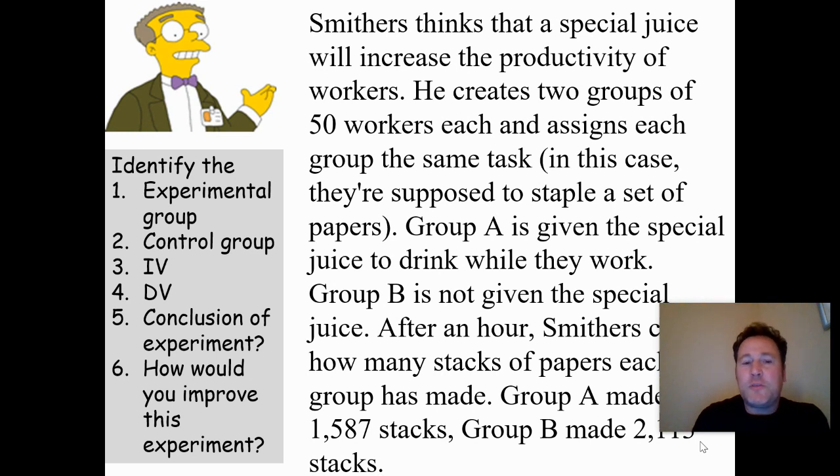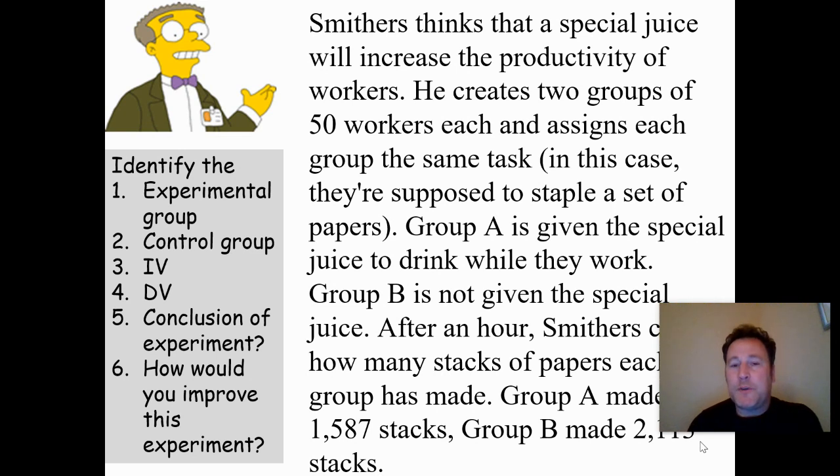So what is the conclusion? Did the independent variable cause the dependent variable? Did the drink cause more work to be done? The answer is no. Group A, who got the drink, did less work than Group B. So the drink doesn't work. As a matter of fact, it does the opposite. So how would you improve this experiment? Hit pause, read it again, and think about this.